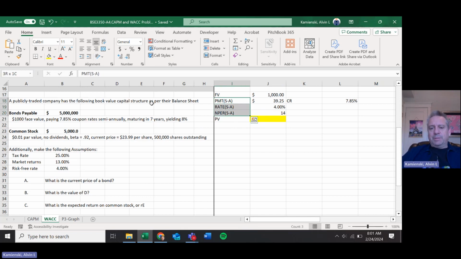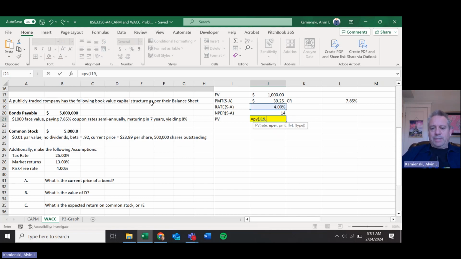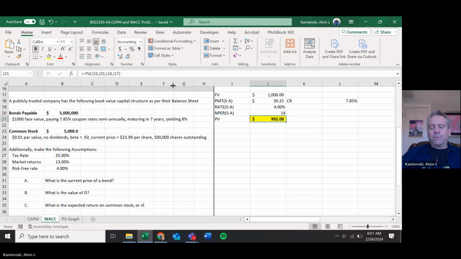So now that we have these labels and we know what our cash flows and rates look like, let's drop in our present value formula, where the semi-annual rate is 4% and the bond matures in 7 years or 14 semi-annual periods, and then the payment is $39.25 per period, and then I get 1,000 at the end. Then the amount my bonds cost would be $992.08 to a potential investor. Let's go ahead and switch the sign on that just so it shows up as our price of $992.08, and that would be our answer for part A. What is the current price of a bond?